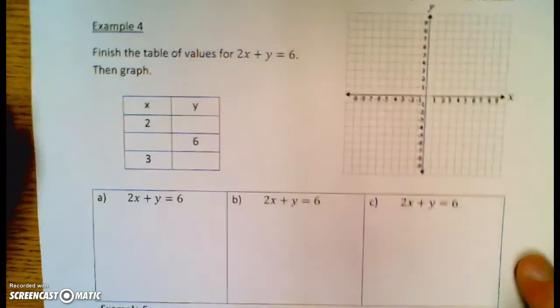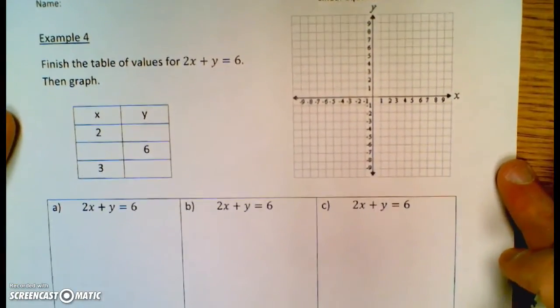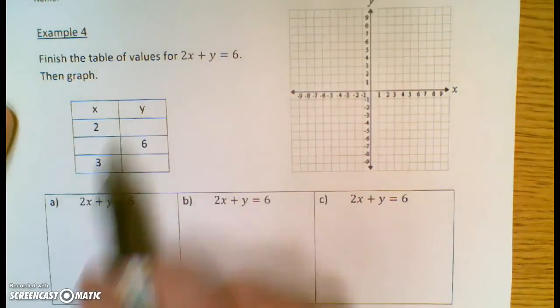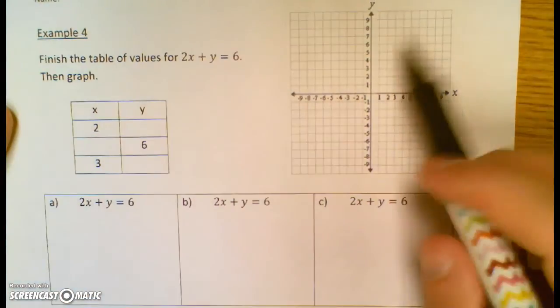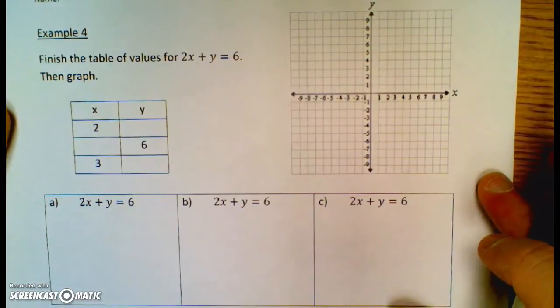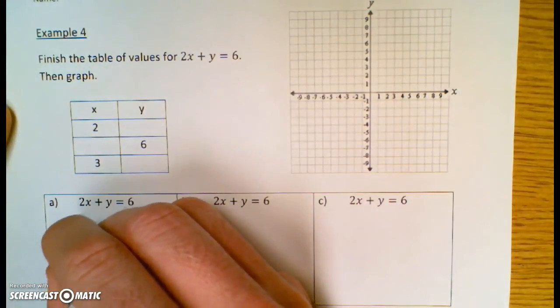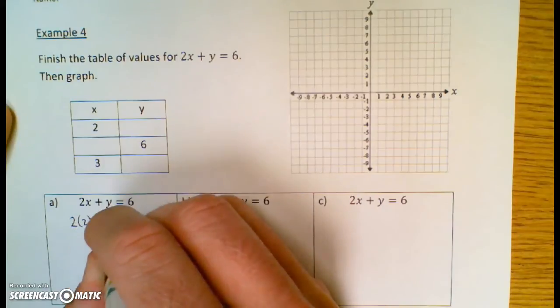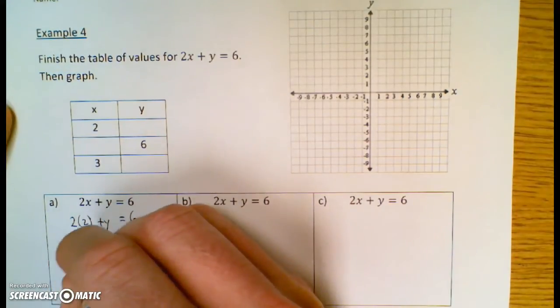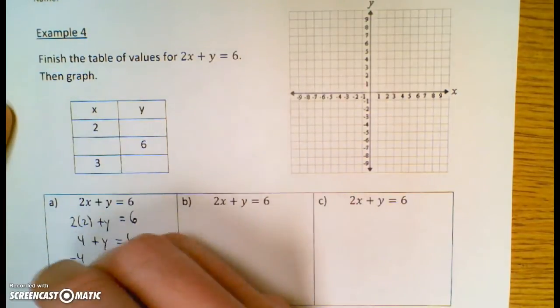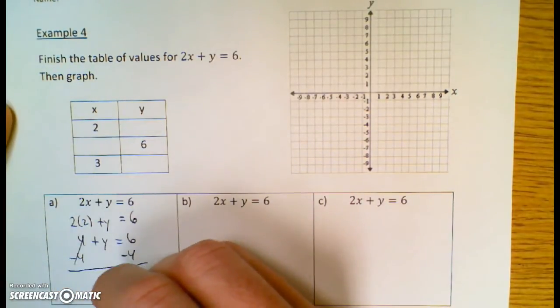Okay, let's do 2 more examples, and then I'll let you work on some practice problems on your own. So same idea, here's an equation. Complete the table, and I gave you some space to do the work, and then graph it to make sure your answer is correct. So in this case, x is 2, so I'm going to plug in 2. 4 plus y equals 6. If I subtract 4, y equals 2.